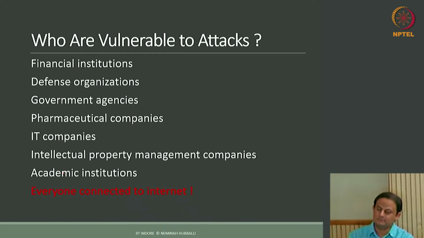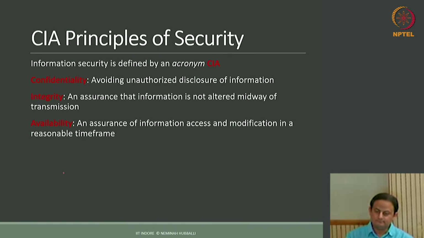Having said so, what it means is, if I am trying to protect the infrastructure, everybody who is connected to the internet needs to have some form of protection. Cyber security is studied under three commonly used terms: confidentiality, integrity, and availability. These are also called by the acronym CIA principles. C stands for confidentiality, I stands for integrity, and A stands for availability.